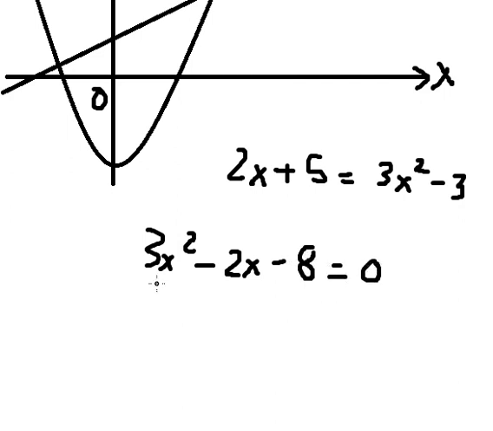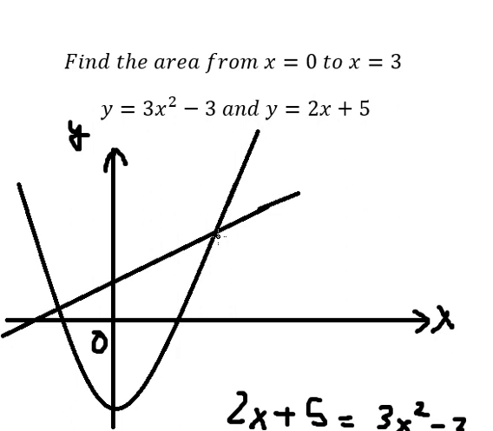And now we can find the solutions of x. So we got x equals 2 and x equals negative 4 over 3. So this one, that is about 2. Because the question wants to find the area from 0 to 3, so 3 should be in here. So we need to focus on this area in here.